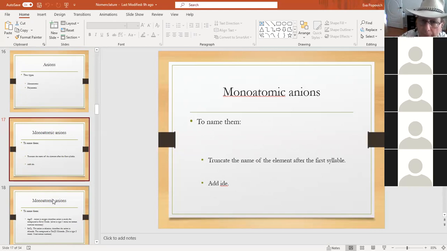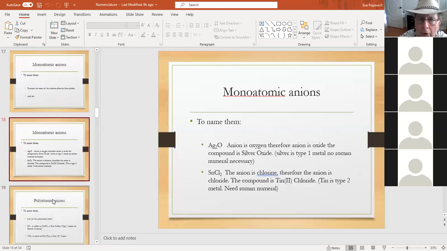Finest kind. So we're going to take the first syllable of the element, throw out the rest of the name, and we're going to add IDE to it. So if I'm going to name this compound, is the first element a metal?